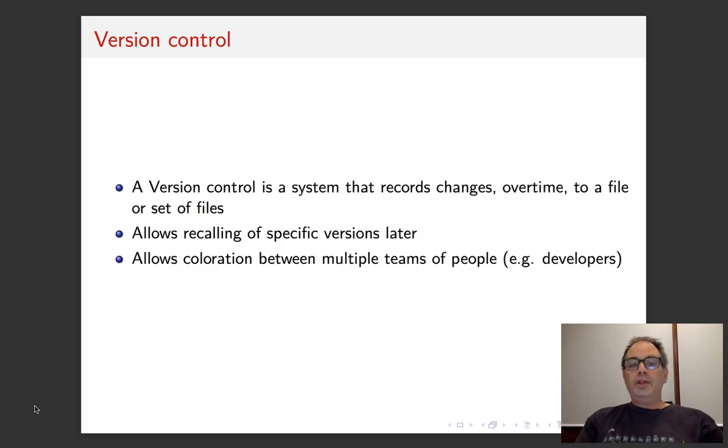Another really useful feature is that it allows collaboration between multiple teams of people. If it's just a single file worked on by a single person, then source control systems can still add something, but version control really comes into its own once you have multiple teams of people, in particular developers, for example, working on and sharing source files in a project.